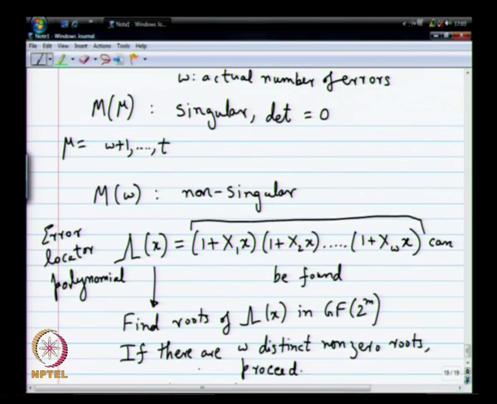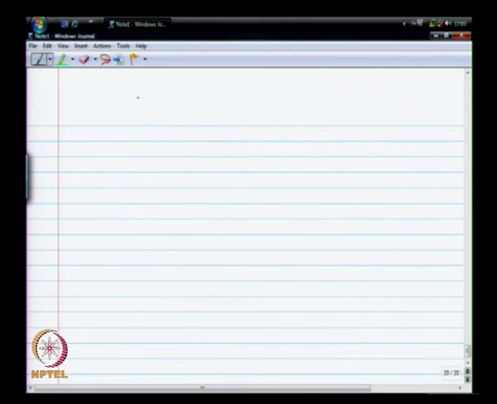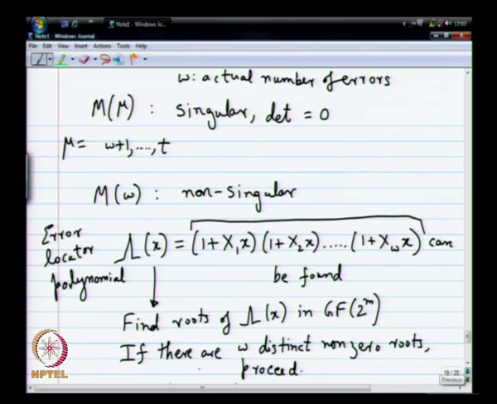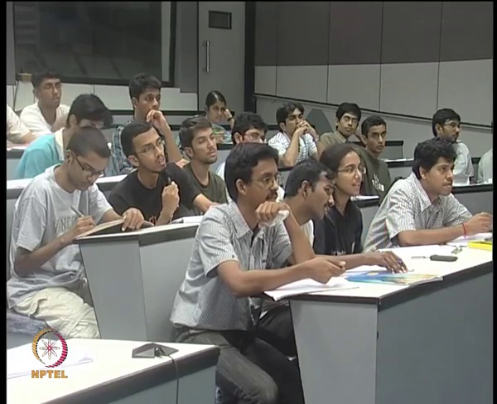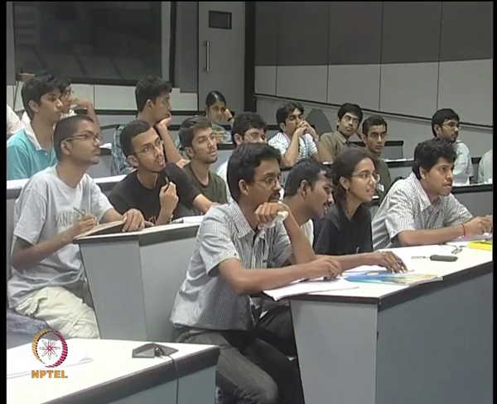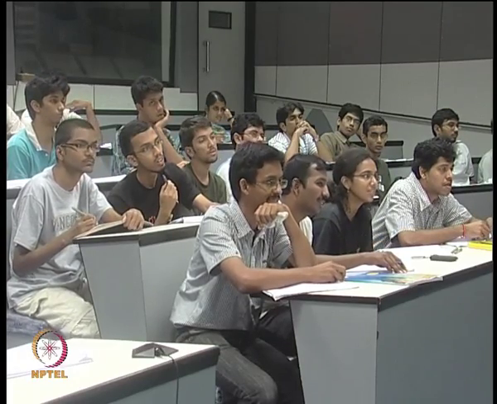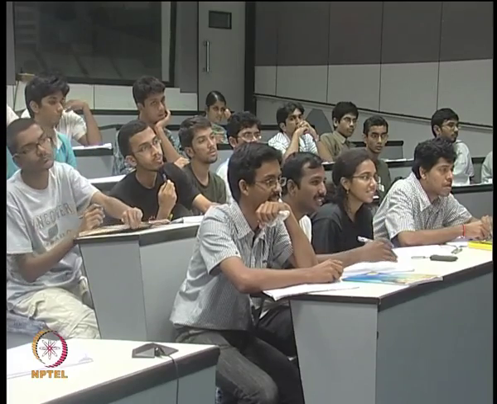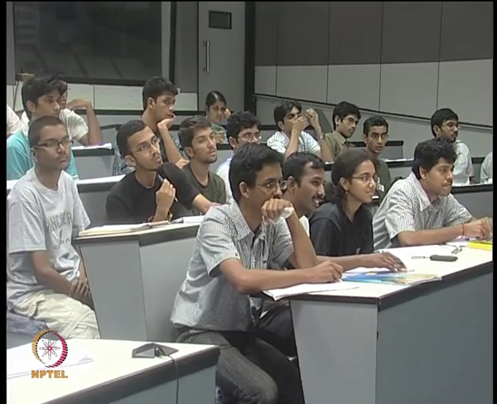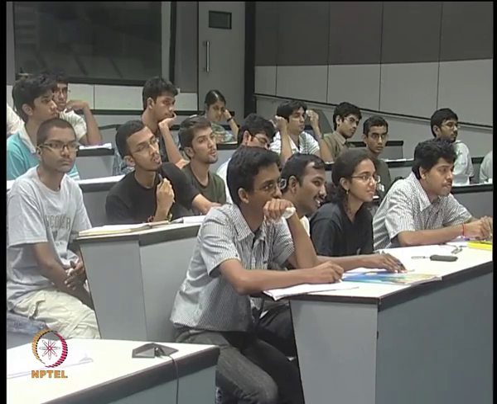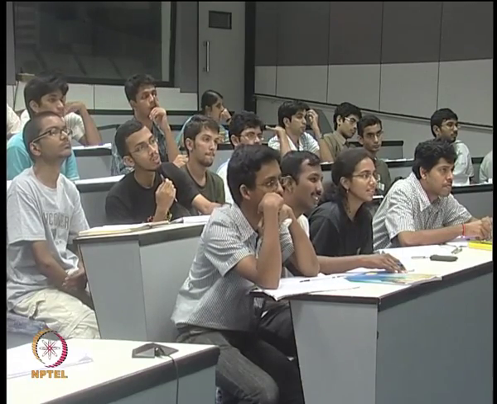What is the next step? It can also happen, yes. Are we at least sure that if I get W distinct roots, it means that there are only that many errors? No. If you get W distinct roots, that could have been more than t errors.